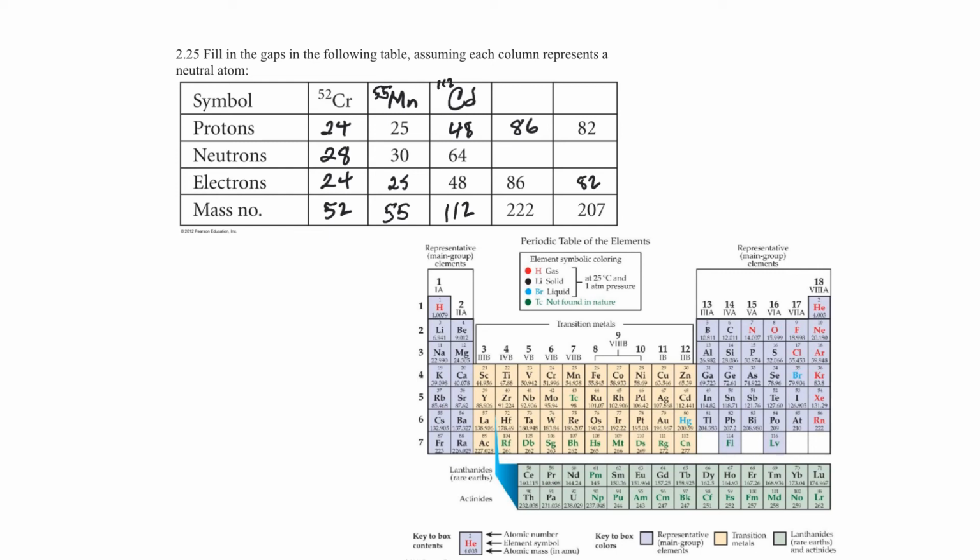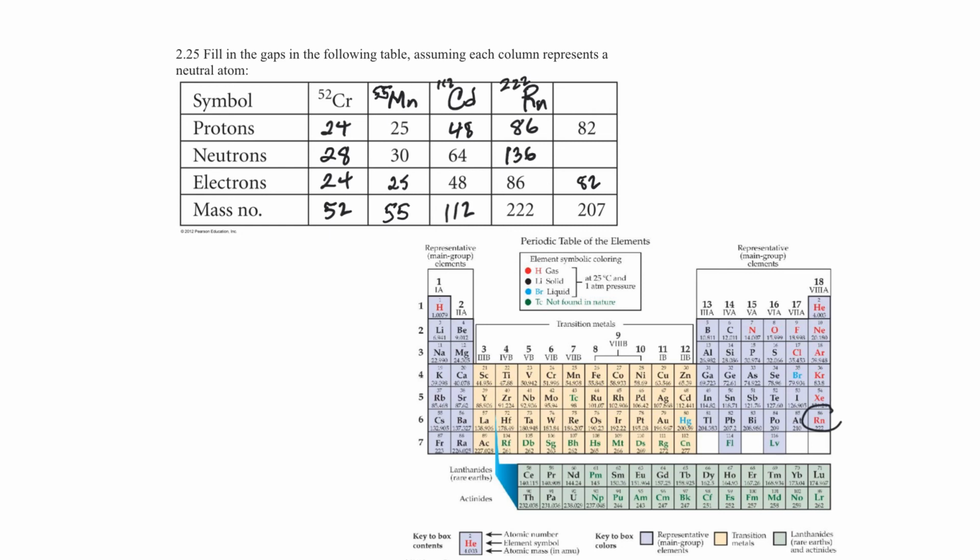The next one I'm looking for is 86. And I think 86 is radon. So this is Rn, radon. So I know that the mass number here is 222. So this is going to be radon 222. How do I find neutrons? 222 minus 86, which is the number of protons, gives me 136 neutrons.